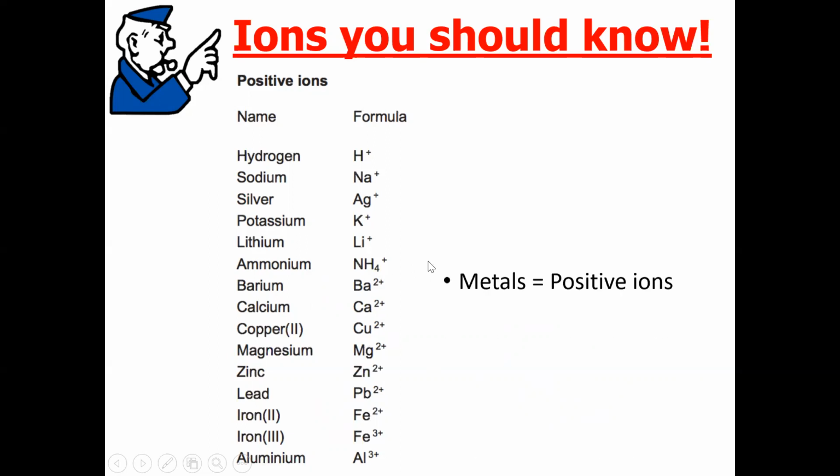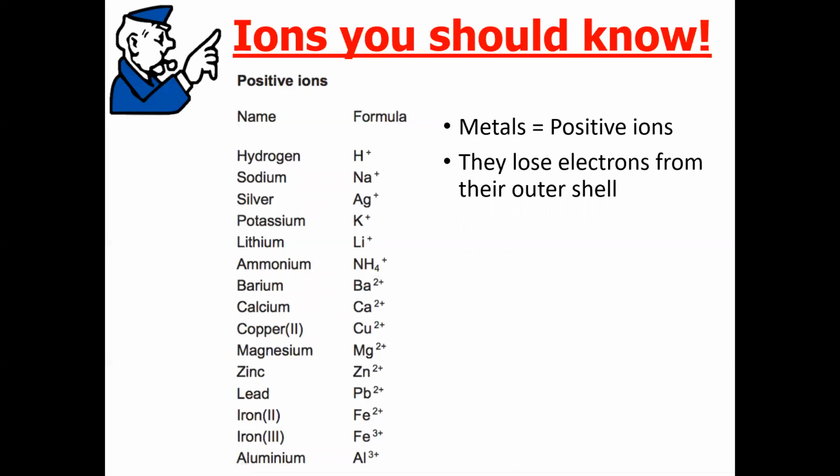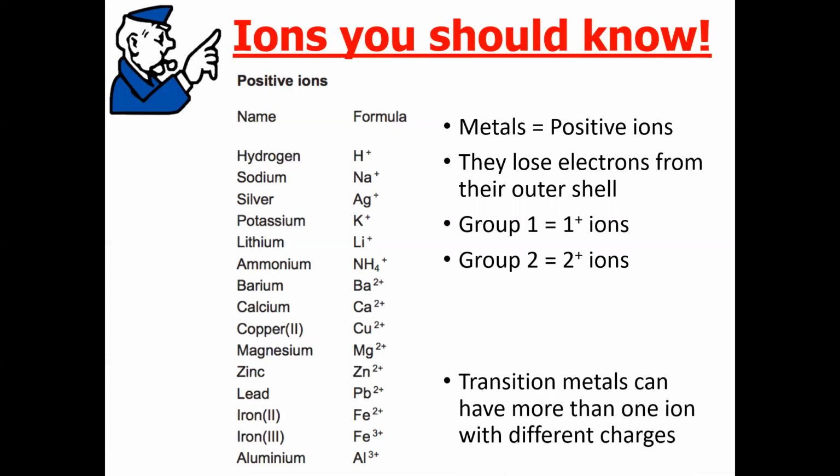So if we look at these, all metals will give you positive ions. And the reason why that is because they lose electrons from their outer shell to gain a full outer shell. We'll learn a lot more about these when we do ionic bonding. So group 1 lose 1 electron from their outer shell to form 1 plus ions. Group 2 lose 2 electrons from their outer shell to form 2 positive ions.